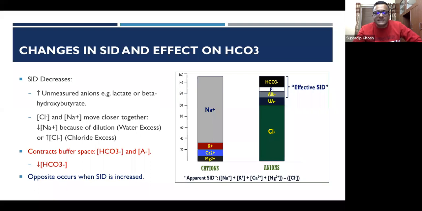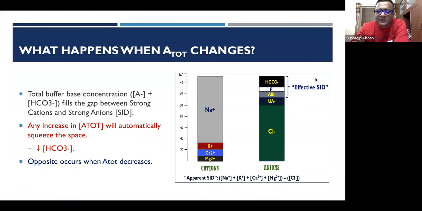What happens if the A minus is changed? What is it? This is phosphate and albuminate. Suppose the albuminate has increased in size. Sodium is constant, chloride is constant. What will happen? The A minus is increased in size, so it will push the bicarbonate further down, resulting in metabolic acidosis. So increased albumin leads to metabolic acidosis. Similarly, increased phosphate leads to metabolic acidosis. The opposite occurs when the A minus decreases. That's the reason we get metabolic alkalosis when there is low albumin in our critically ill patients.